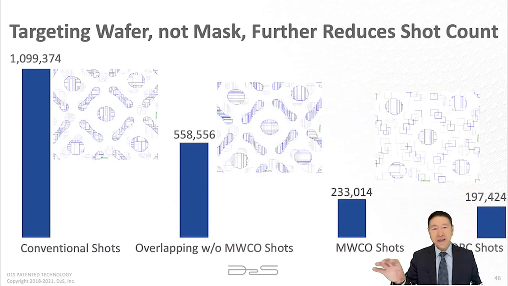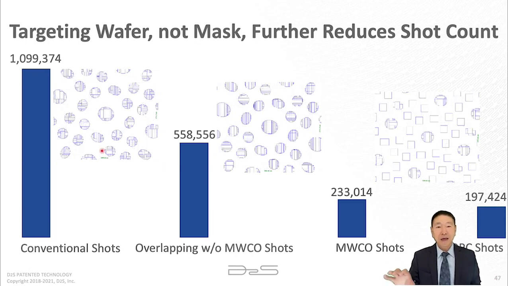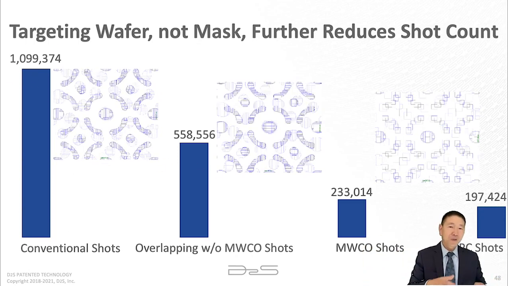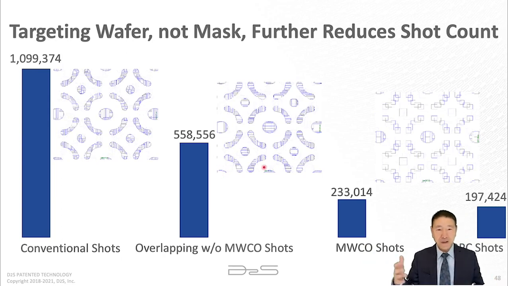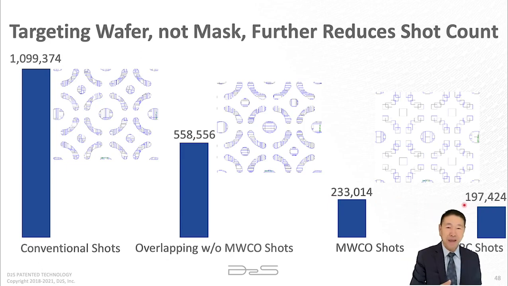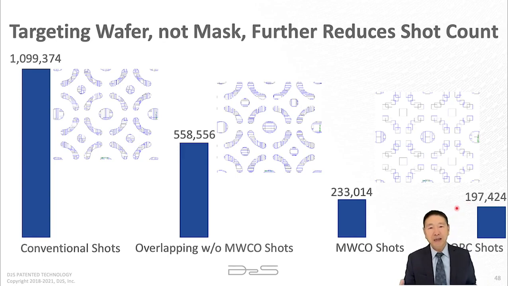So here is an example for this whole sequence. The left is conventional. So you see if we use an overlapping shot, we reduce the shot count by roughly 50%. Then if we use MWCO, we can reduce the shot count by another 50%. MWCO's total shot count is roughly about the same as OPC.